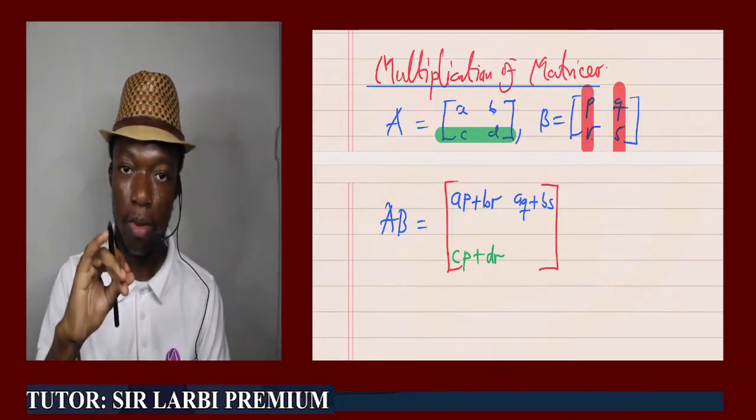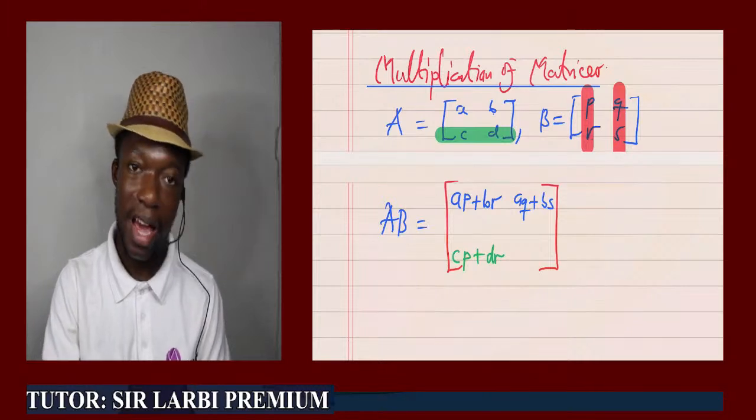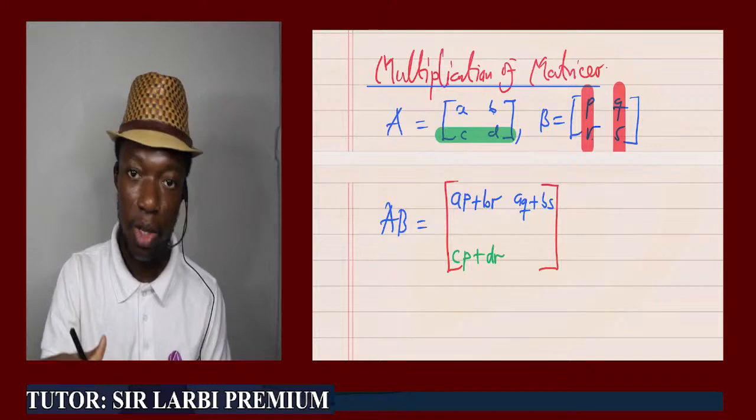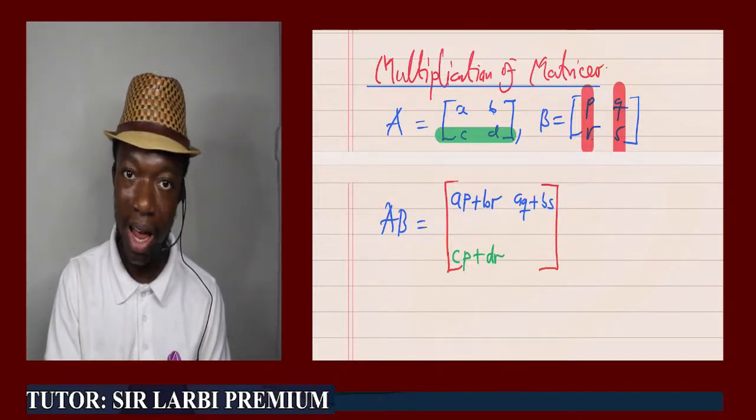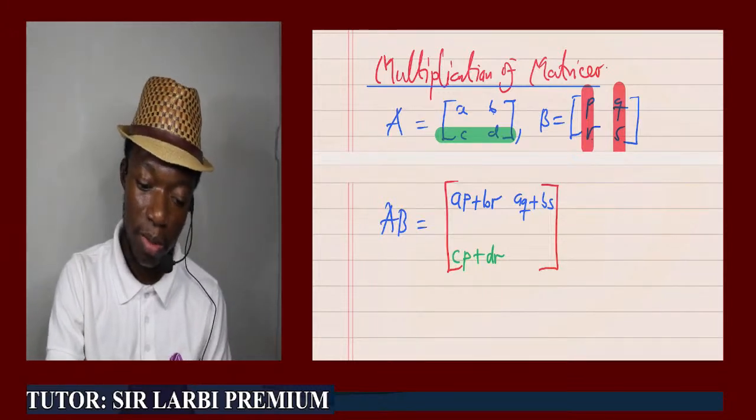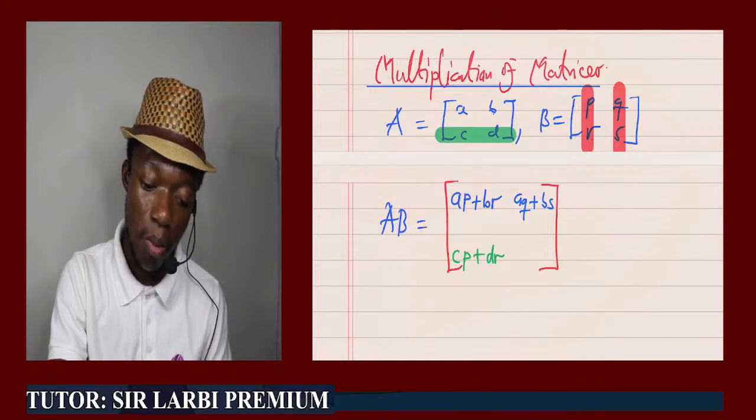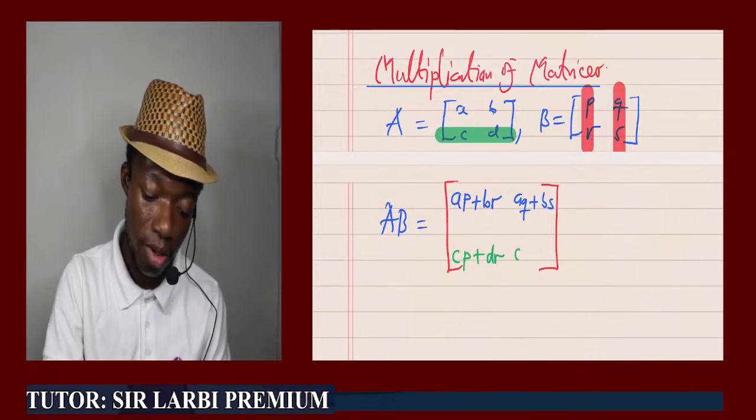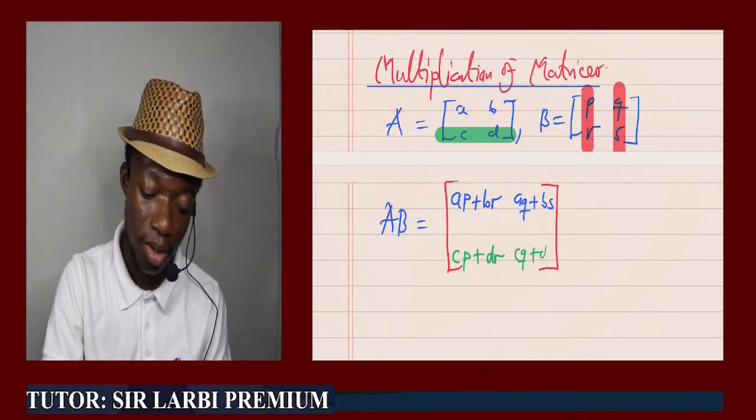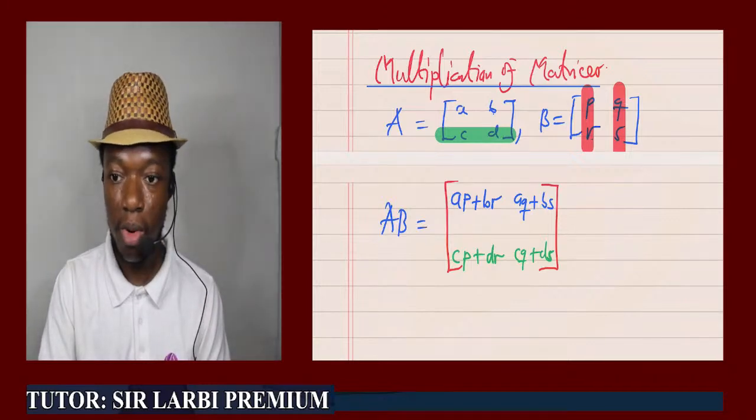That would define the entry of the second row, positioned on the left corner of the result array. The same row of the first matrix also multiplies the second column of the second matrix. So we have C multiplying Q, so we have CQ, plus D also multiplying X, so we get DX, and that will give us the result after the multiplication.